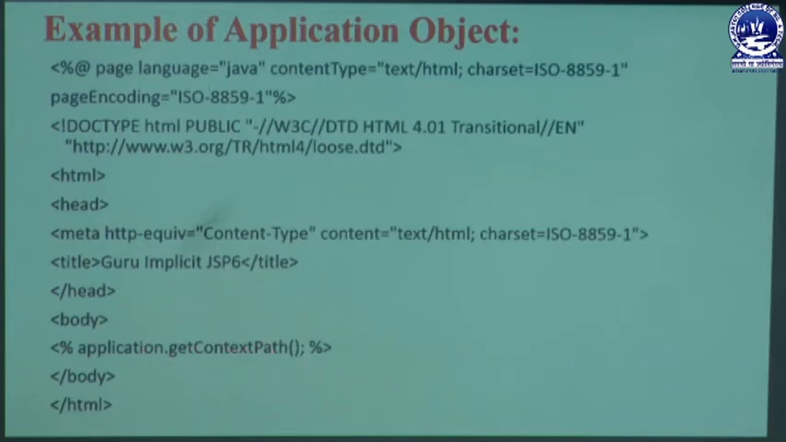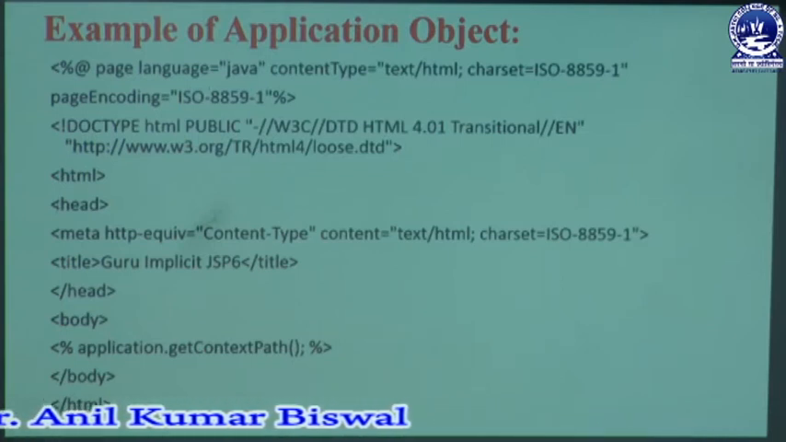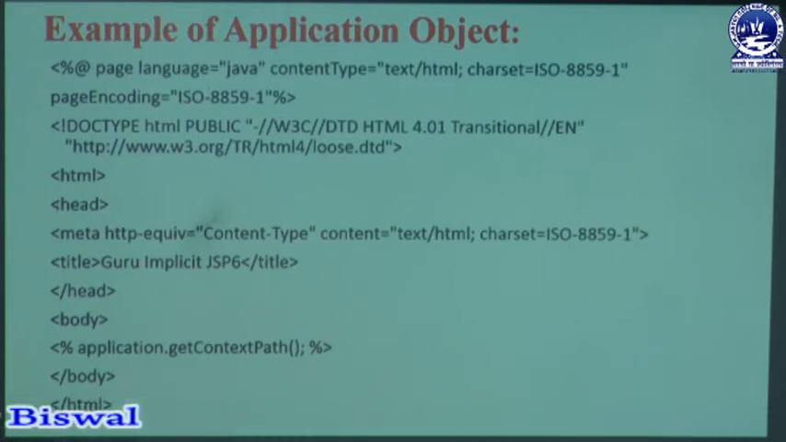Whenever the user invokes the getContextPath method, it retrieves the location in our system where the application is present. In this way we can easily retrieve the application path. By using that application path, we can mention some relevant information of that JSP page.